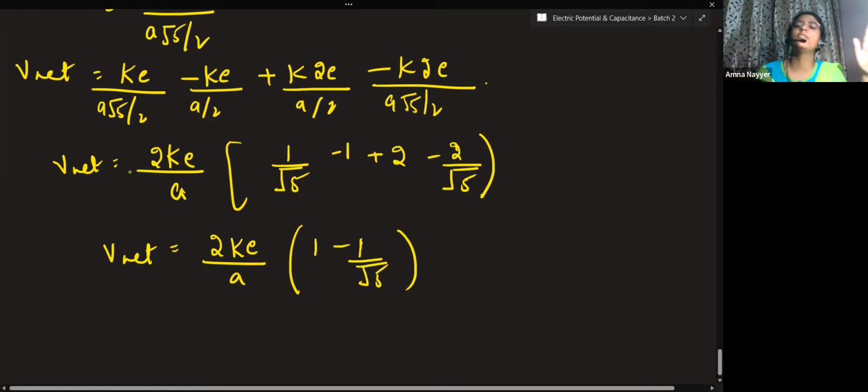Do one thing, take whatever things are common. You can take minus 2 KE by A common as per your wish. So ultimately, when you simplify it, you will be left with this much only.